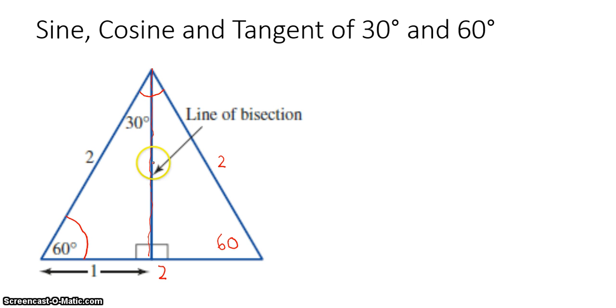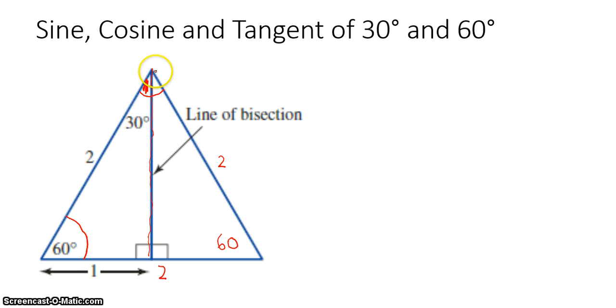If it bisects the base, we know that this length here, which is half of the base, will be equal to 1. We already know that the hypotenuse is equal to 2. This angle here will also be bisected, which means that it now becomes 30 degrees. We now have a right-angled triangle which is comprised of this perpendicular line here, this base here, and this hypotenuse.